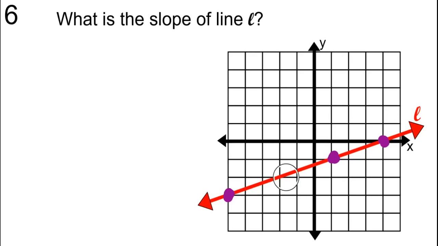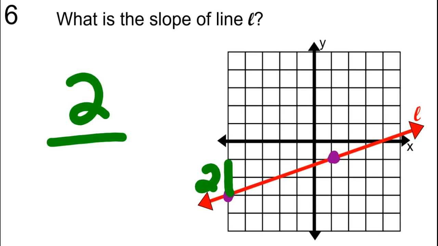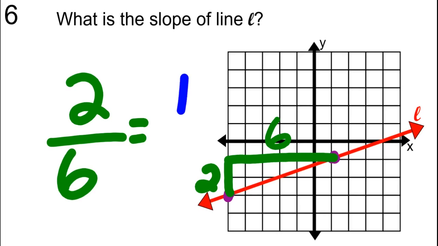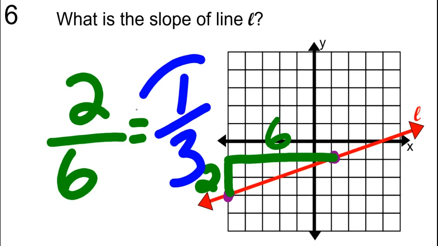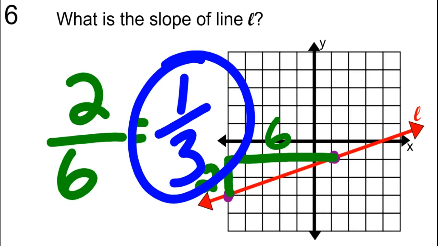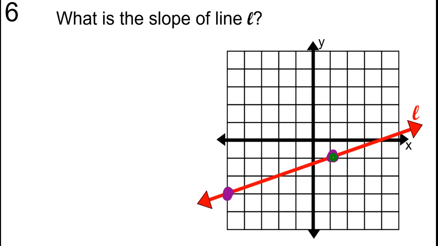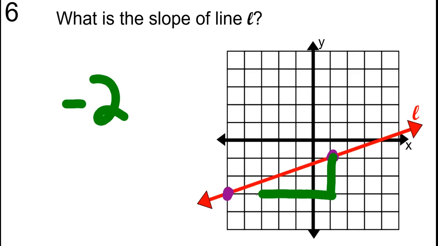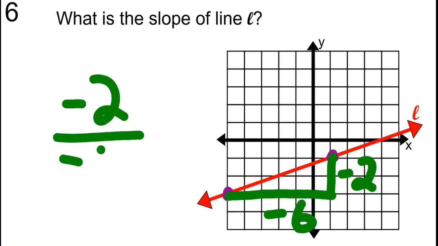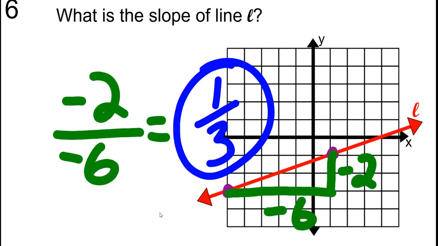We can use any 2 of these lattice points to find the slope. The vertical change in direction is 2. The horizontal change in direction is 6. 2/6 reduces to 1/3, and that is the answer to number 6. It is worth noting that if we started at this point and got our vertical change going this way, it would be -2, and our horizontal change going this way, it would be -6. Either way, we get an answer of positive 1/3.